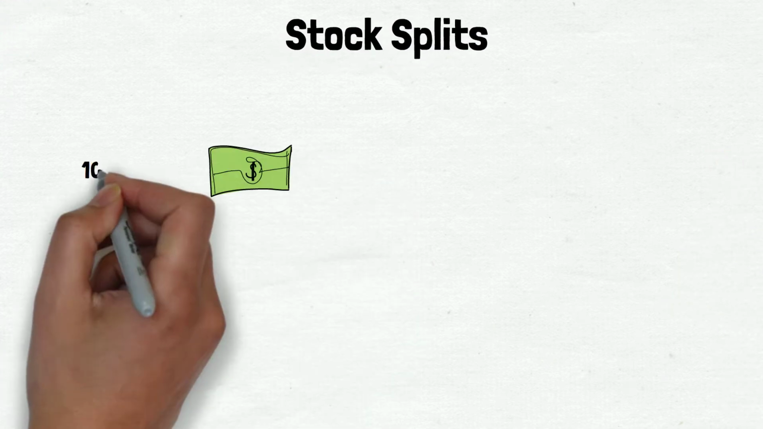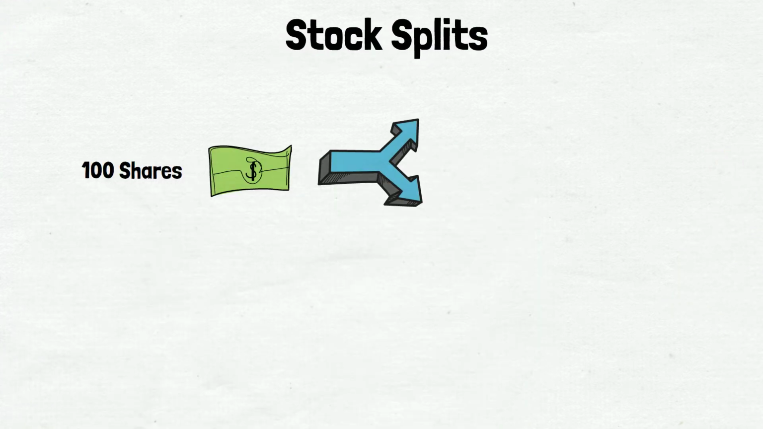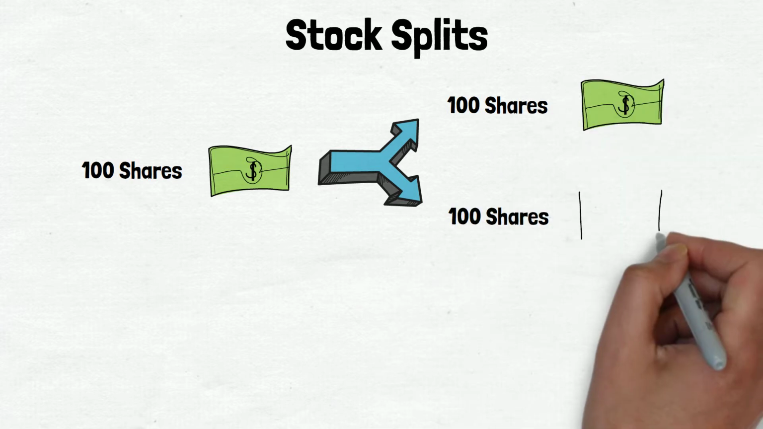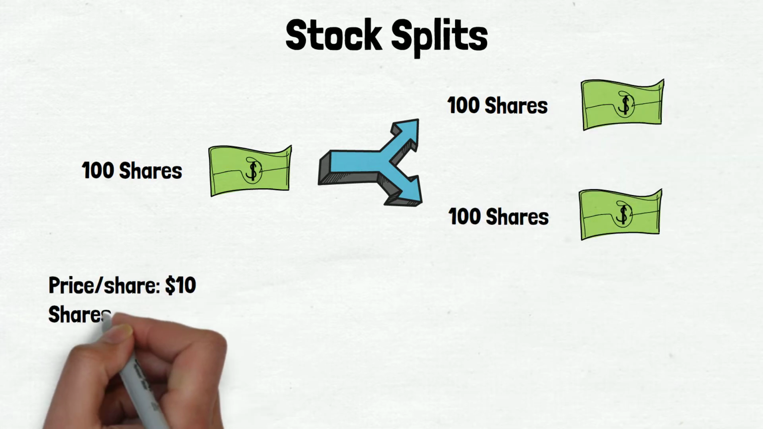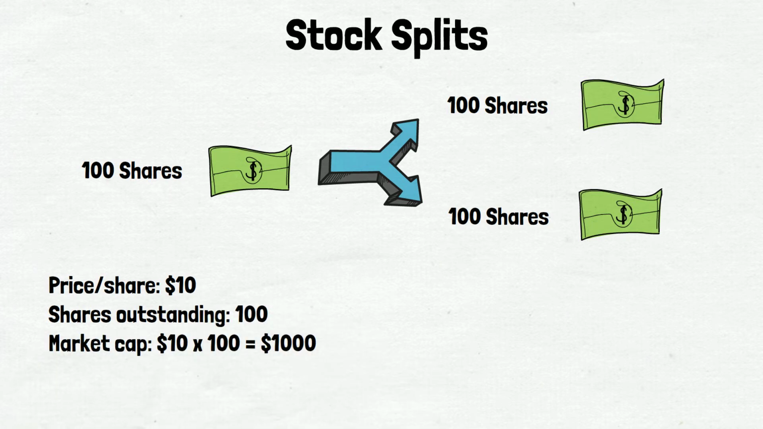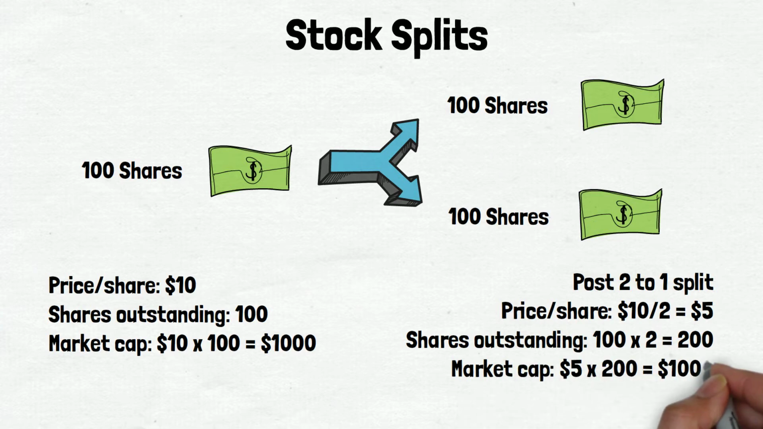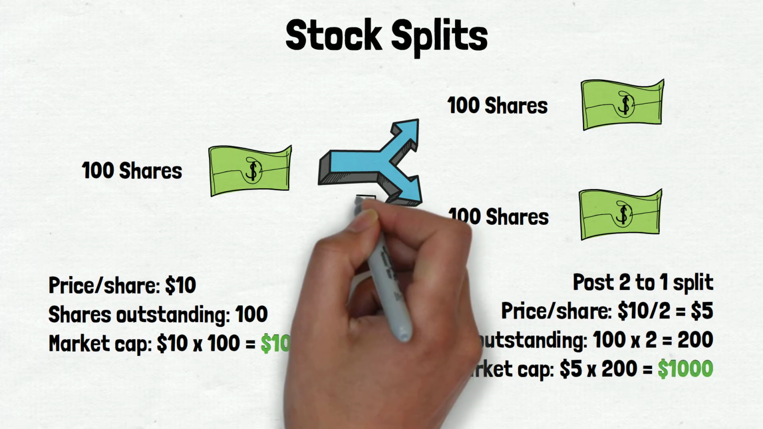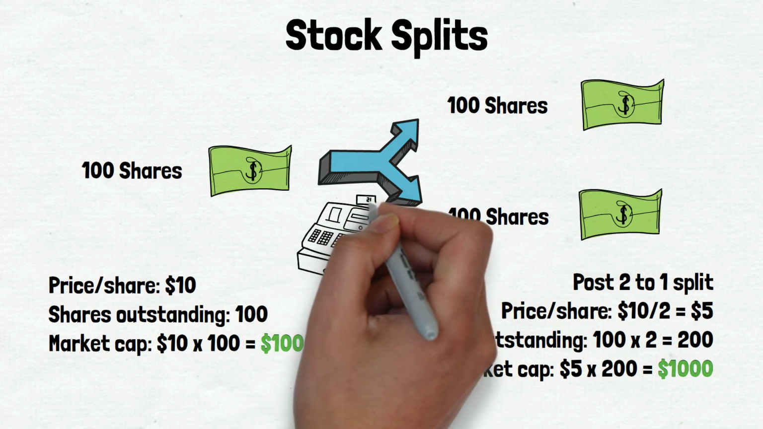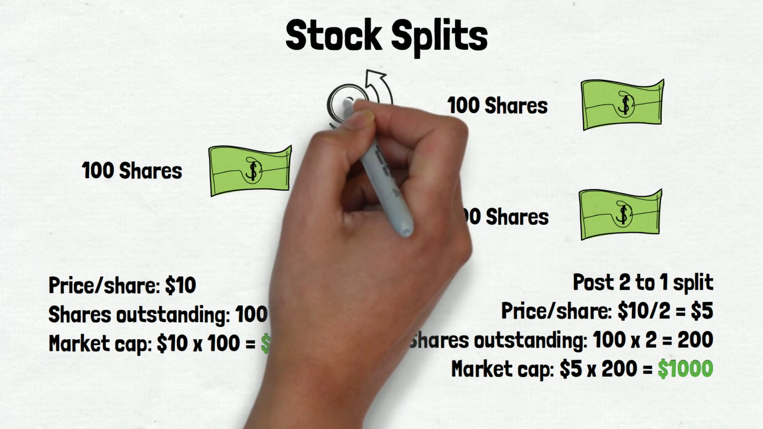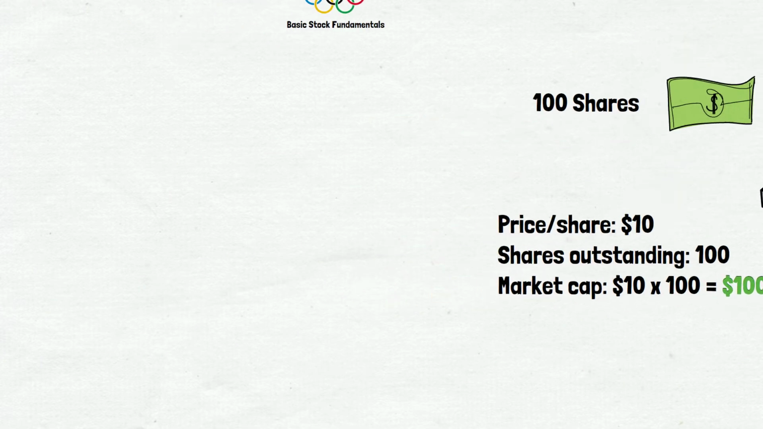A stock split is when a company divides its existing share into multiple shares. For example, a 2-to-1 split of a $10 share with 100 shares outstanding will become $5 a share with 200 shares outstanding. So you can see, a stock split doesn't change the market cap or the valuation of a company. Companies split so they can create more liquidity. Again, a stock split does not add real value to a company.